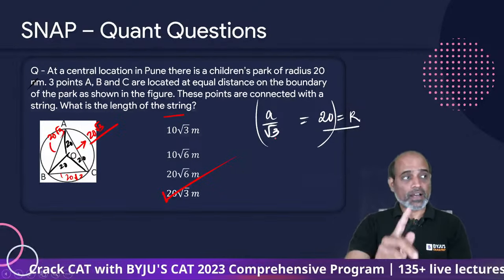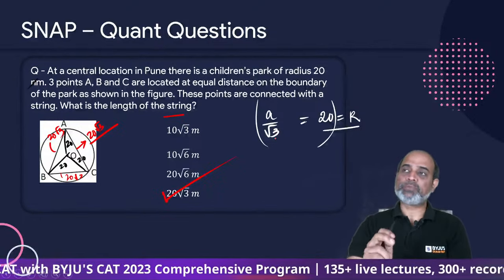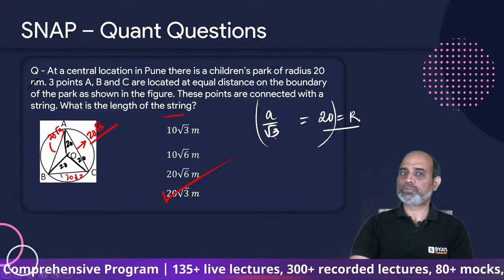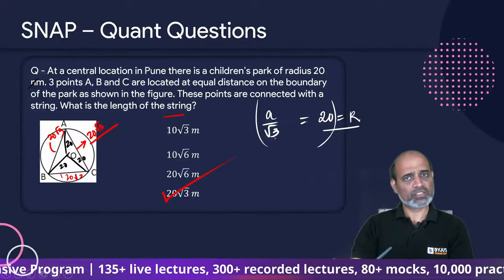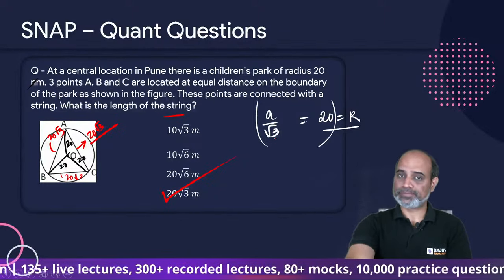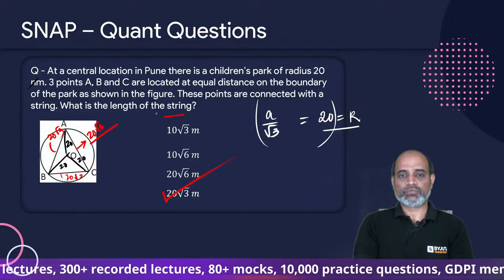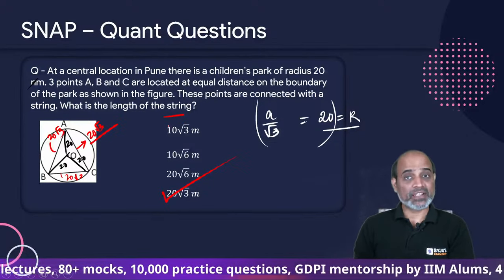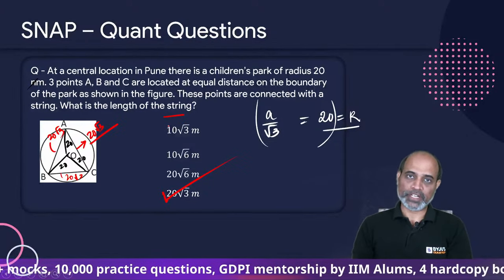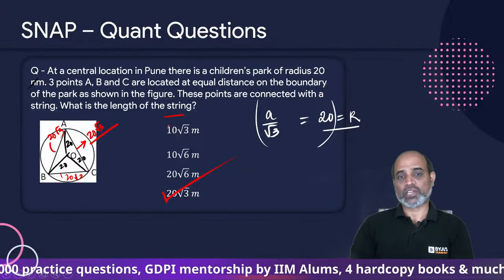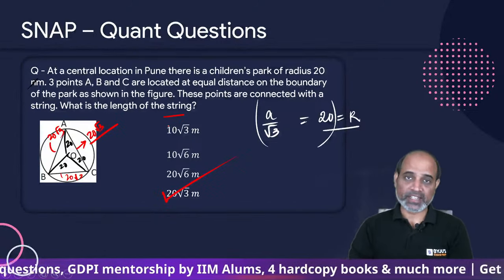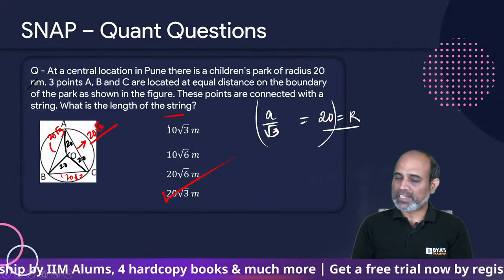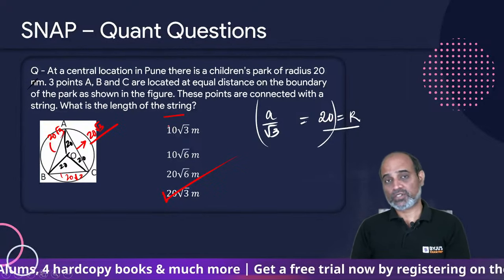So also one more thing. In SNAP, be prepared to have some typos in the question or in the options. It happens. Seldom, but it does happen. So what is the length of the string that joins A and C should have been the appropriate way of asking the question. Because here the string's length should have been ABC, the entire perimeter, right? But we realize that if you do that, we'll get 60 root 3 as the answer. That's not there with us.